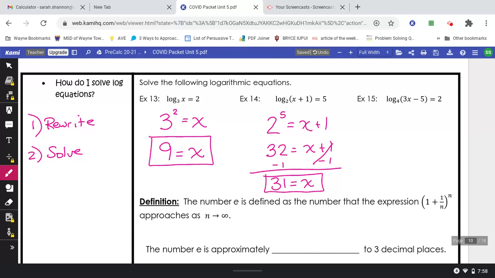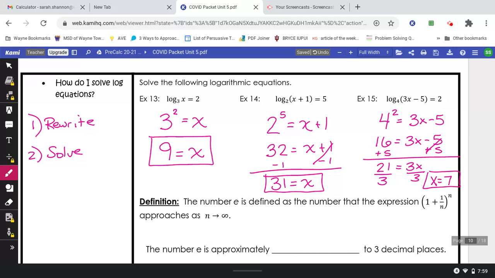Example 15. First, last, and second. Evaluate the exponent first, so 4 squared is 16. Add 5 to both sides. 16 plus 5 is 21. And then divide by 3 to get an answer of X equals 7.